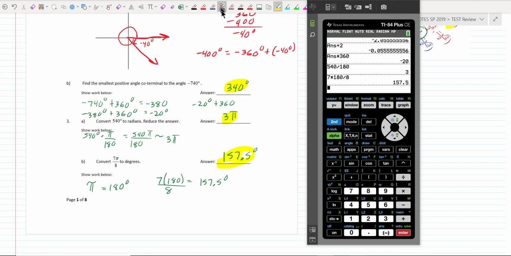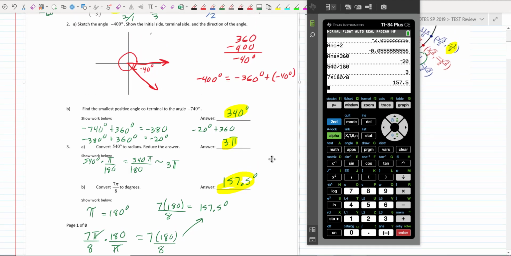The other way to do that is you can multiply by the reciprocal of pi over 180, just multiply by 180 over pi. That wipes out the pi's, then you would just have 7 times 180 over 8, and of course you would still get the same answer. Okay? Alright, so that's page 1.